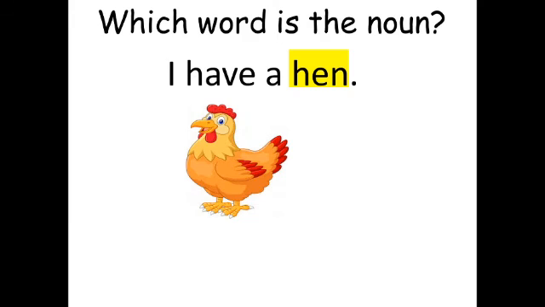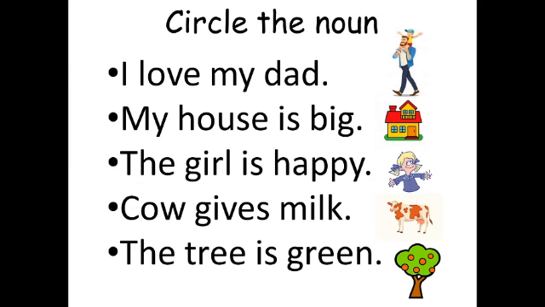Now I have a homework task for you. Circle the noun. These are five sentences I've written here. I want you to write these sentences in your notebook and circle the noun. I'm going to read these sentences for you. I love my dad. My house is big. The girl is happy. Cow gives milk. The tree is green. You know them, don't you? But you have to write them in your notebook and circle them.